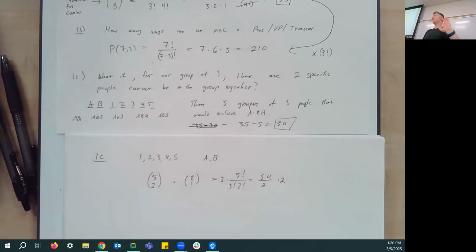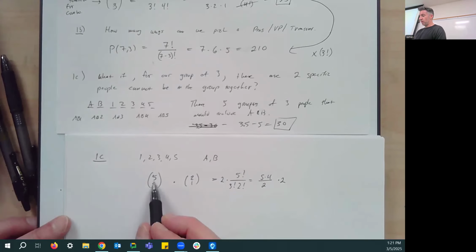Important to recognize, worth recognizing. 2 choose 1 is just 2. The number of ways of picking one person from a group of 2 people, there's 2 ways. Anything choose 1 is always going to be that number. 5 choose 1, the number of ways of picking one thing out of 5 things is, well, there's 1, 2, 3, 4, 5 ways I can pick one of my 5 fingers. So anything choose 1 is just that number.